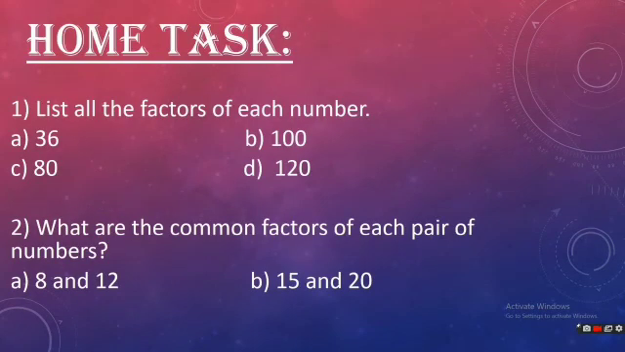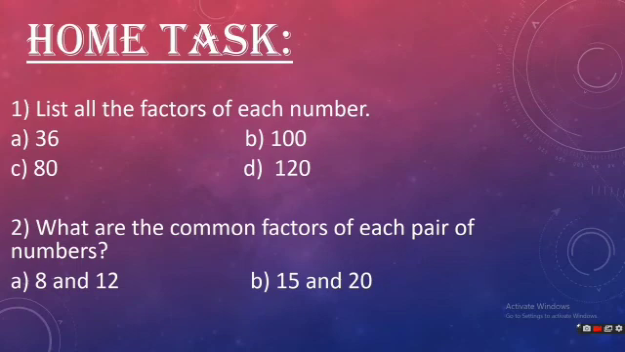Home task. Question number 1 is list all the factors of each number. Now it's your choice, either you use the division method or the tables method for the factors. Part A is 36. 36 is a smaller number, so you can easily find the factors of 36 by the tables method. Just read out the tables in your mind one by one from 1 till 10, so you will get the factors of 36 easily.